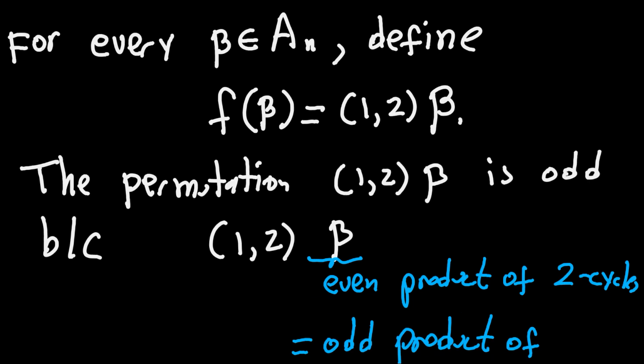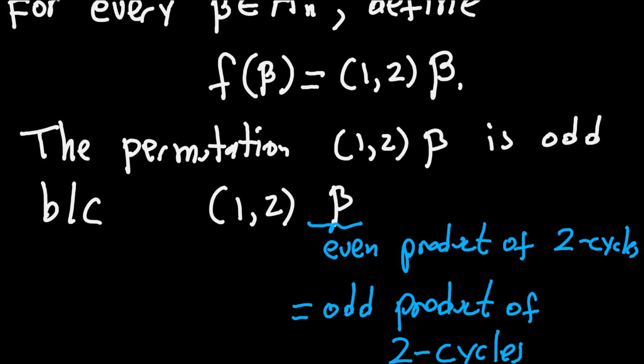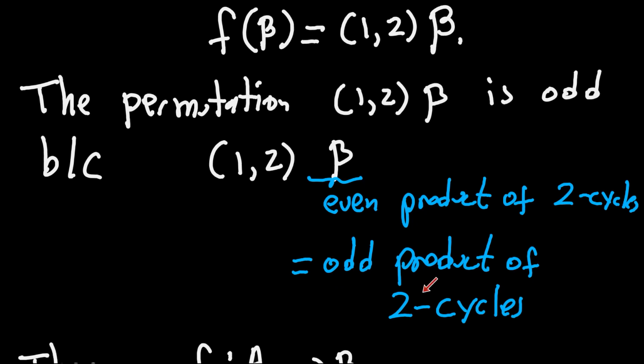Why is it odd? First of all, we are taking beta in An, so this is an even product of 2 cycles. So let's say, for example, this is 2k, and I have another 2 cycles. So I have 2k 2 cycles, and then plus 1. So 2k plus 1, that's an odd permutation. So this is an odd product of 2 cycles.